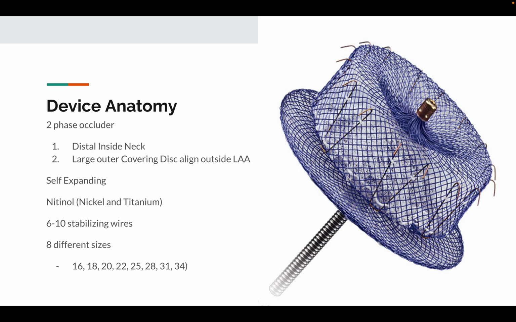Pretty remarkable engineering, but it's a 2-part occluder, so you have the distal neck that goes inside of the left atrial appendage ostia, and then the large outer covering is designed outside of the left atrial appendage. So this is self-expanding, and I have a video to show this. In addition, it's made of nitinol, so there's nickel and titanium, and then this mesh that's around to facilitate endothelialization. And it comes in a myriad of different sizes to facilitate placement in nearly all ranges of adult population habitus.